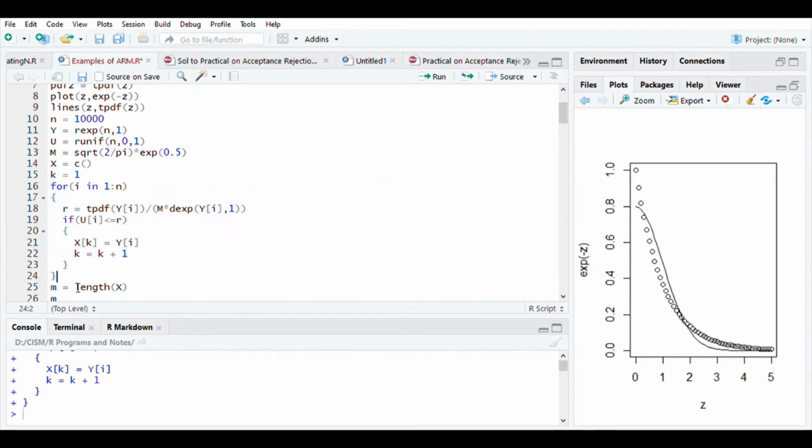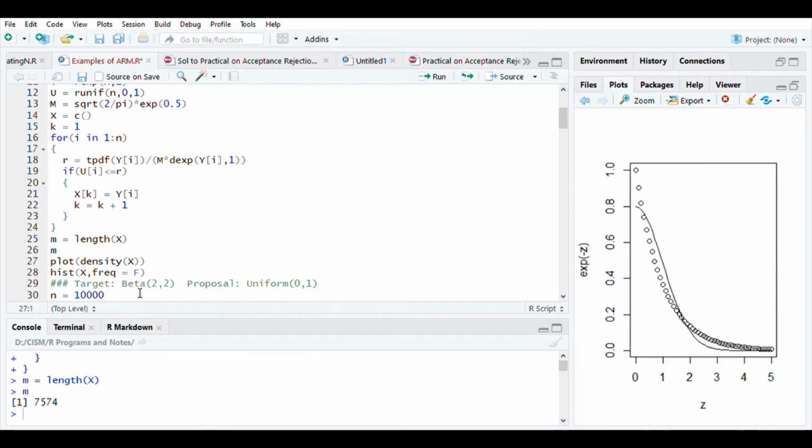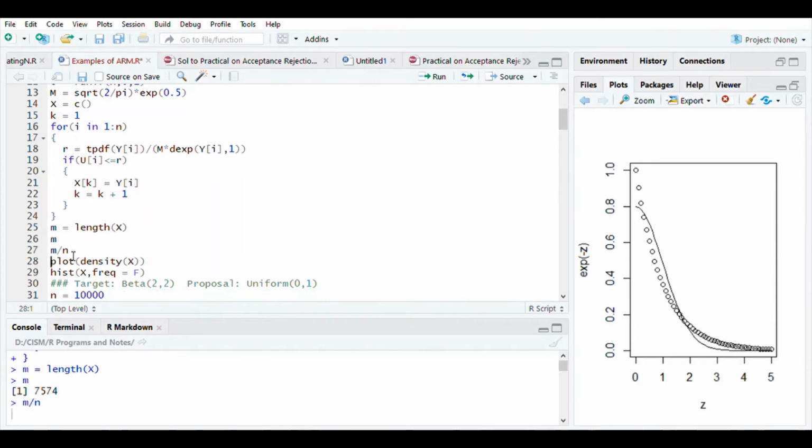Okay, so without any glitch, the code has run. So let us see how many values we have got. So out of 10,000, 7,574 values have been accepted. So the acceptance rate is M upon N, right? That will be the acceptance rate. So it is around 0.75, that is the acceptance rate.